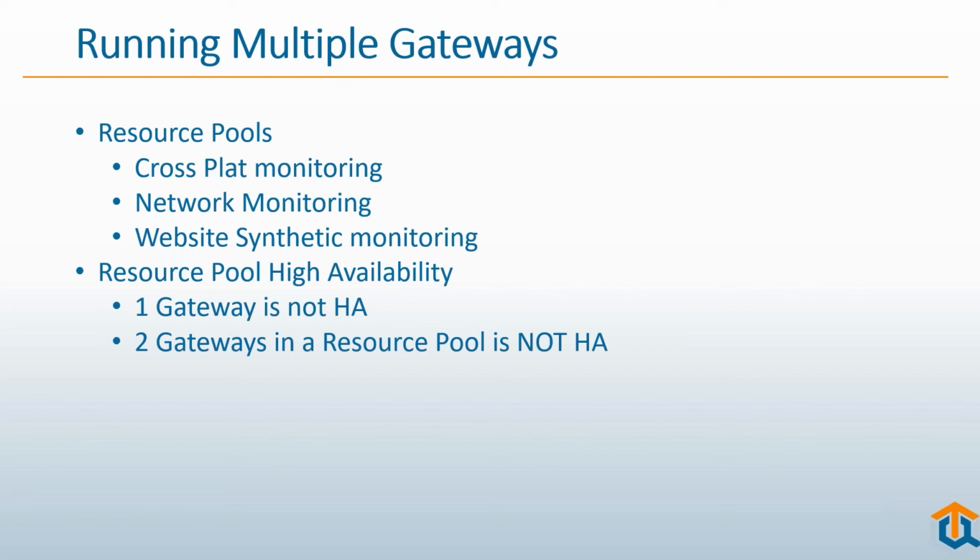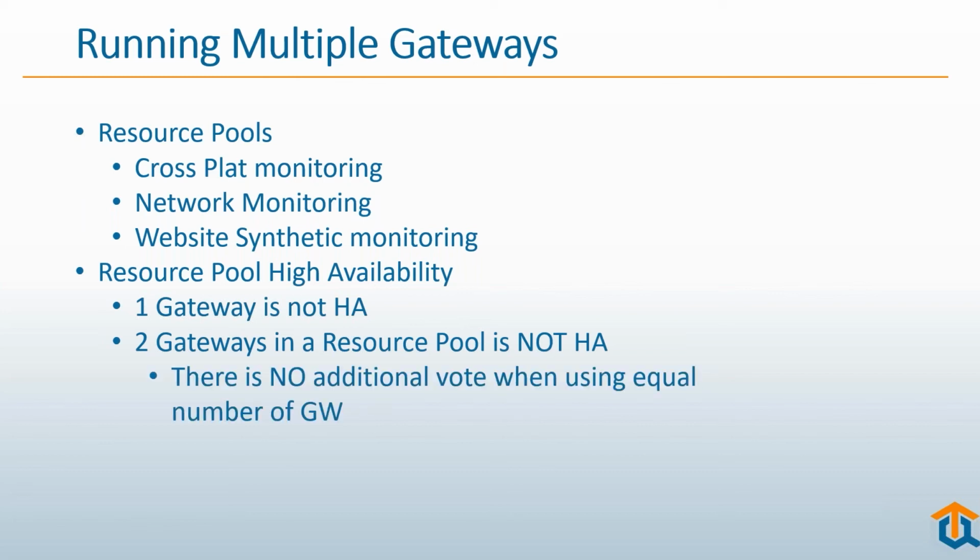Now, if you have exactly 50% going down, then you do not have more than 50% being up. However, with the management servers, you have the database vote, which counts as maybe something small like 0.0001, which makes one management server with the database being up 50.0001, which is more than 50%, so the resource pool is online. With a gateway, there's no additional vote. So if you have two gateways and one of them goes down, then you have exactly 50% being up. So the resource pool goes down. And your monitoring of Linux machines and network machines also goes down in that case. So keep that in mind.